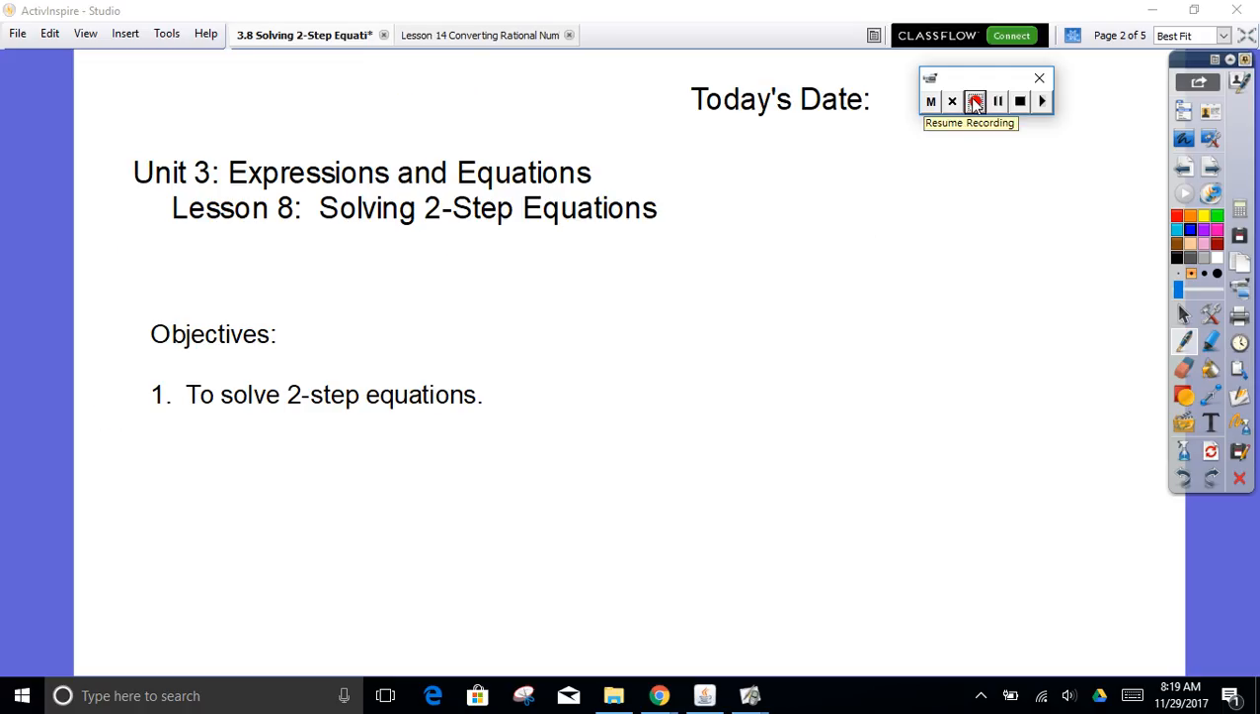All right, today's lesson is solving two-step equations. The only objective is just to solve two-step equations. This is a fairly short lesson with some classwork that you'll be doing mixed in.